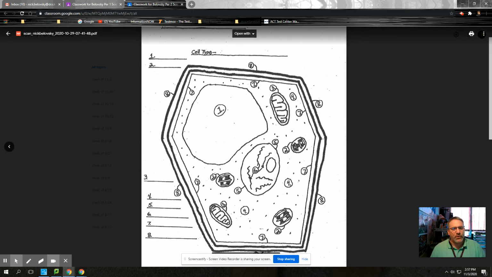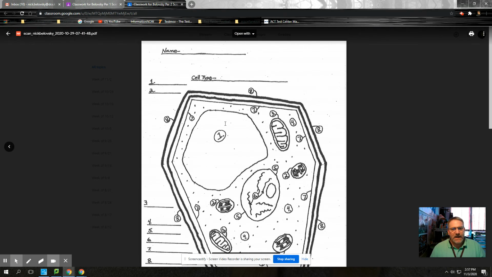So let's go over them real quick, okay? This right here is, let me get me a pointer here. All right, let's see here. This right here, why am I not getting a pointer?